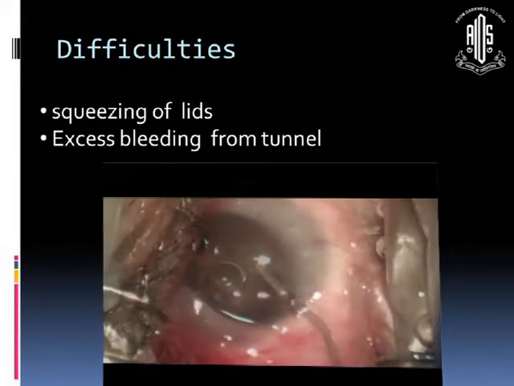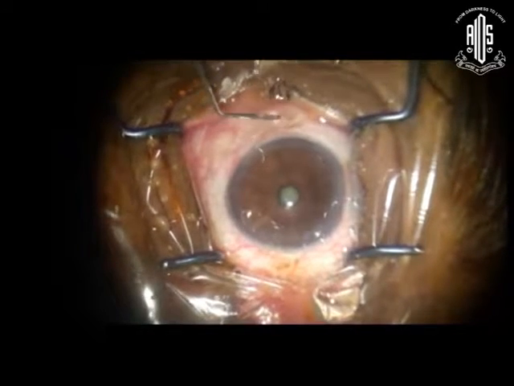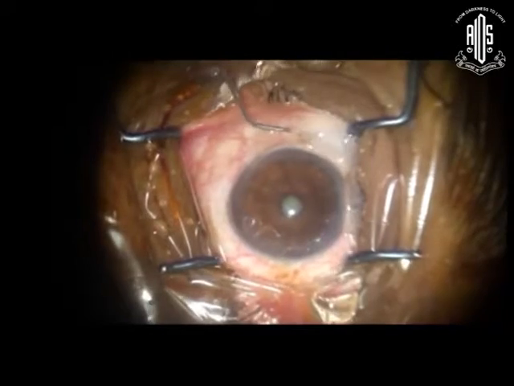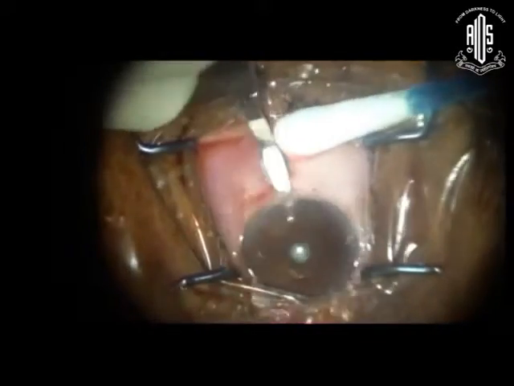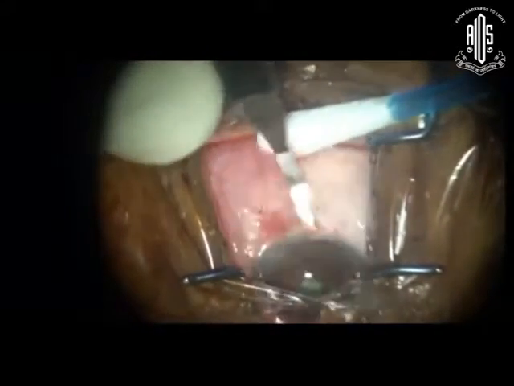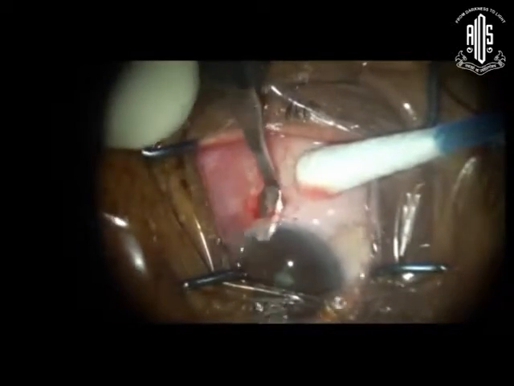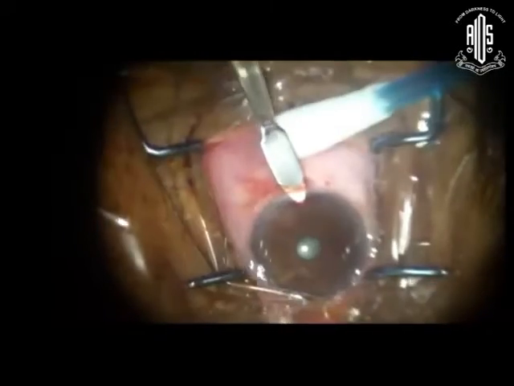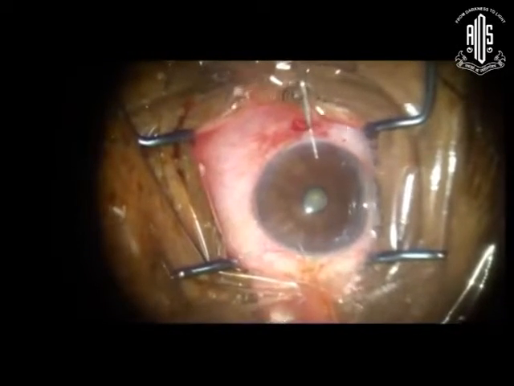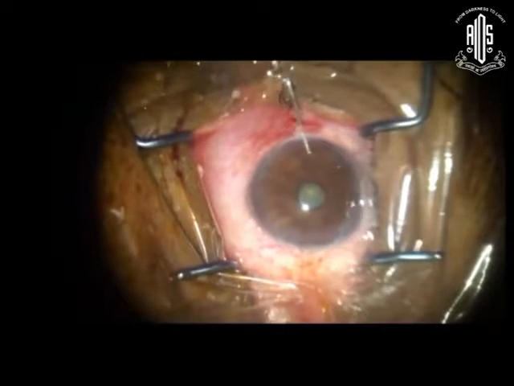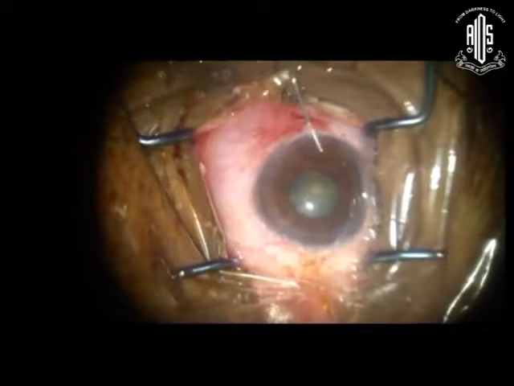One more video. My senior colleague Dr. Shashikumar does exclusive SICS practice. This is his video. He makes a small external tunnel in the beginning. His patients walk directly into the OT without even dilating the pupil, without a block, and he dilates the pupil intraoperatively using intracameral diluted adrenaline. You can see the pupil is well dilated now.